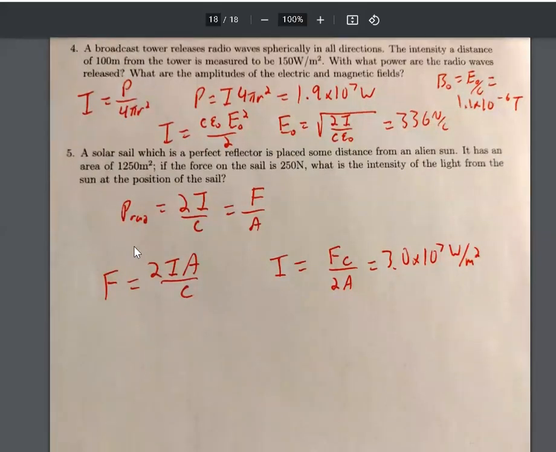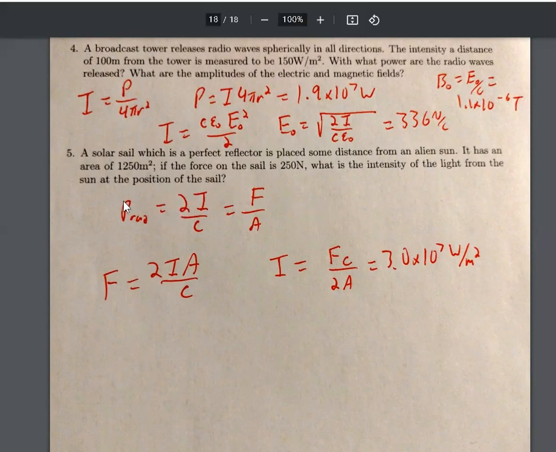All right, last one. A solar sail, which is a perfect reflector, is placed some distance from an alien sun. It has an area of 1,250 meters squared. If the force on the sail is 250 newtons, what is the intensity of the light from the sun at the position of the sail? Well, the radiation pressure is given by twice I, the intensity, divided by the speed of light. It's twice because it's a perfect reflector. If we had a perfect absorber instead, then this would just be 1. And if it was somewhere in between, it would be some number between 1 and 2. If it absorbed half and reflected half, it would be 1.5.